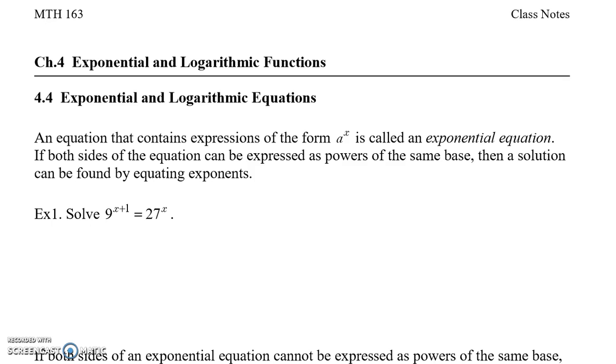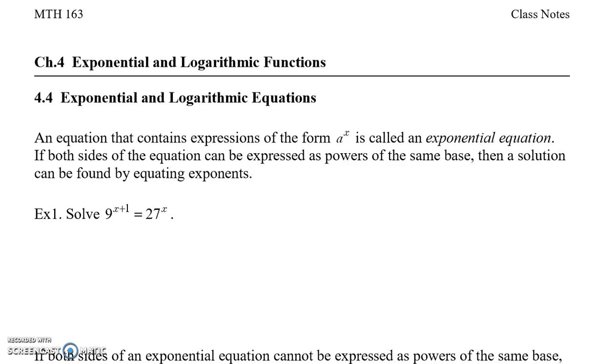If we look at example 1, we want to determine the value of x such that 9 to the x plus 1 equals 27 to the x. Notice that the variable occurs in the exponent. Notice also that 9 and 27, while not the same base, can both be expressed in terms of a base of 3. 9 is 3 to the second, 27 is 3 to the third.